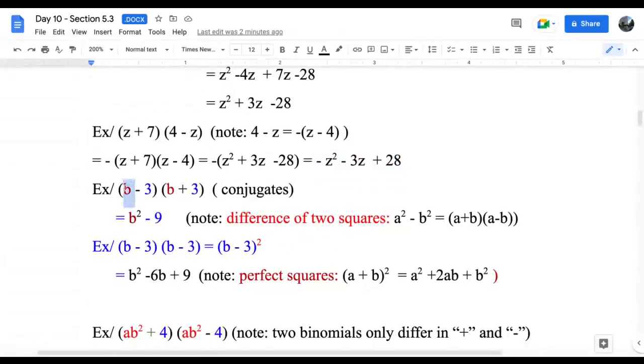Some binomials are very special. Let's see those two binomials. This one is B minus 3, this one is B plus 3. So this is negative 3, this is positive 3. And we call these conjugates. Those two binomials are conjugates of each other.